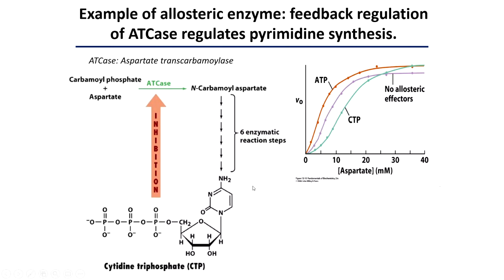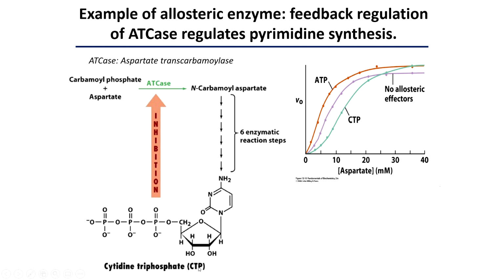Here's an example of what I'm talking about when I say allosteric enzyme. This is a metabolic reaction involved in the metabolism of amino acids, so breaking down amino acids to use for energy. The two substrates for this enzyme, ATCase, are carbamoyl phosphate and aspartate. These are two substrates that have to join into this enzyme to create this product, N-carbamoyl aspartate. This is then further processed in 6 other steps, and one of those steps yields this product, CTP.